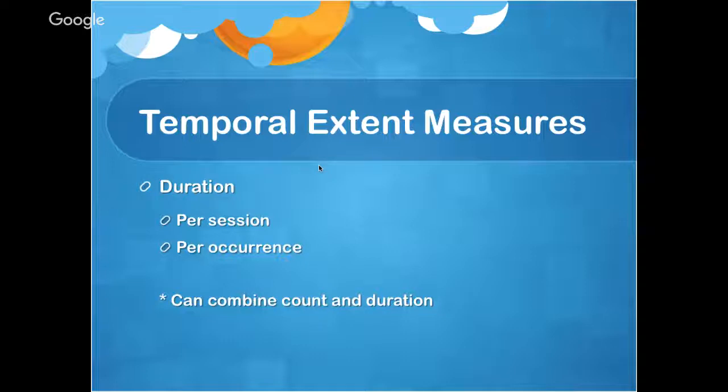The temporal extent measure is duration. Duration is the length of time that the behavior occurs. So you may time the behavior for the entire session, or you may time just one occurrence of the behavior. It may last a long time. And then you can combine count and duration.